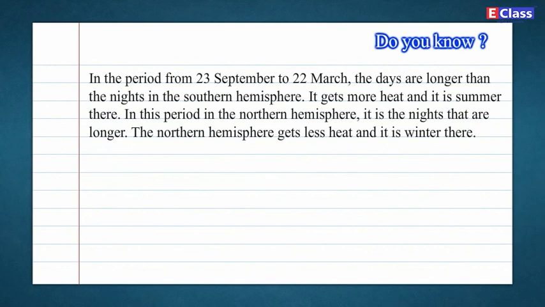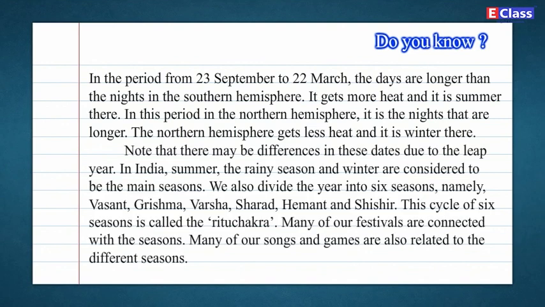In the period from 23rd September to 22nd March, the days are longer than the nights in the Southern Hemisphere. It gets more heat and it is summer there. In this period, in the Northern Hemisphere, it is the nights that are longer. The Northern Hemisphere gets less heat and it is winter there. Note that there may be differences in these dates due to the leap year.